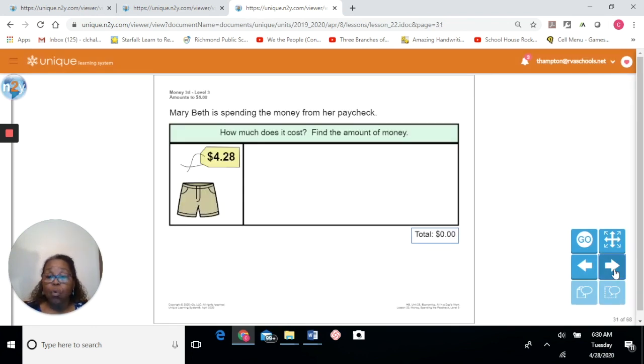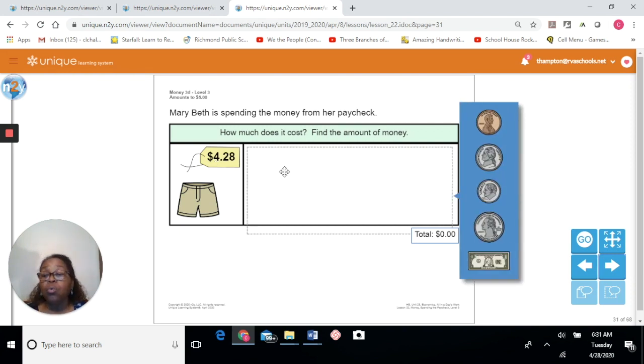If we move on from there, the next one is $4.28. Mary Beth is spending the money from her paycheck. How much does it cost? Find the money. That's our word problem. We're using the money models to find the answer. We're looking at the value, $4. We have a dollar sign and a decimal point, $4.28. We know on the left side of the decimal point, those are whole dollars. So we can go ahead and put our whole dollars in there. How many whole dollars do we have? 4. So let's put that in.